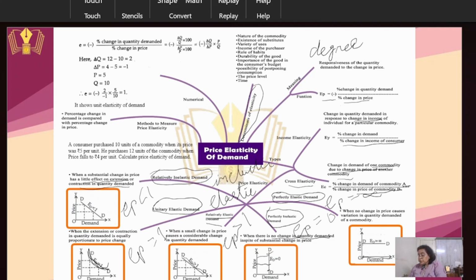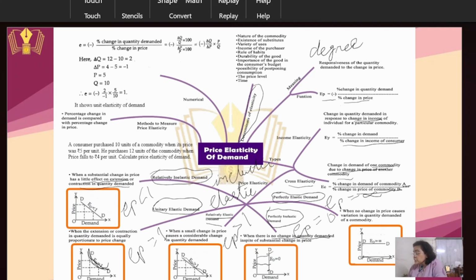Say, for example, nature of the commodity. What sort of nature? Say a necessity good. In that case, it is relatively inelastic because you cannot change the demand much due to the change in the price. But if it is a luxury good, in that case it will be more than elastic.